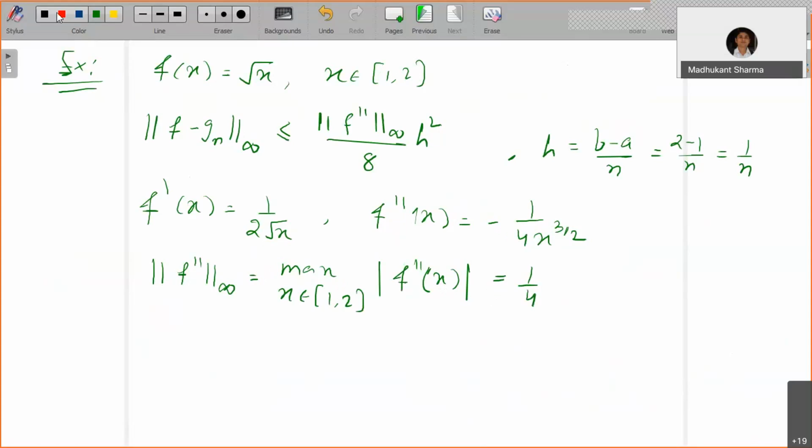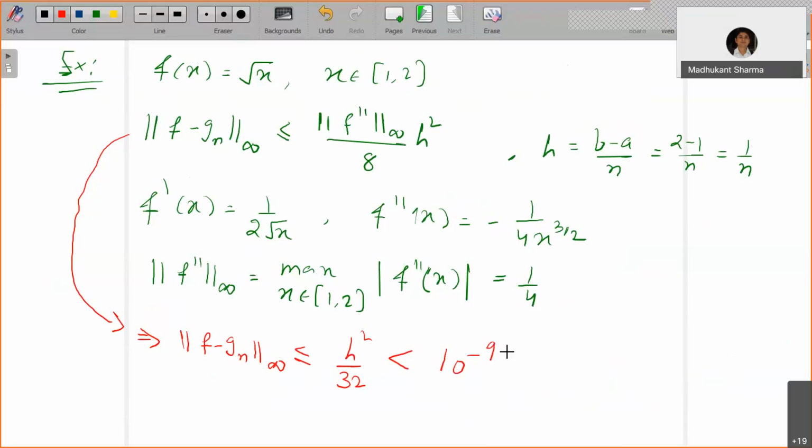So now from here, the norm of f minus Gn, infinity norm, is going to be less than or equal to 1 by 4 times h squared by 8, so h squared by 32. And let's say we wish this to be less than 10 to the power minus 6. Now you need to determine from what value of n, or how many subintervals, are required.